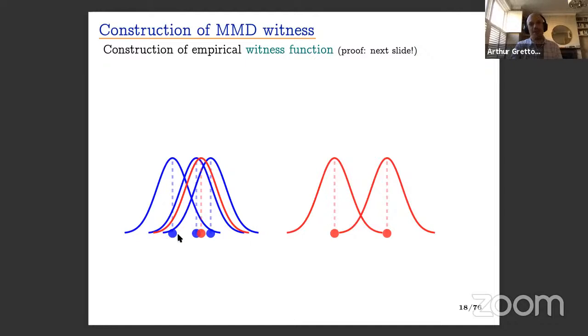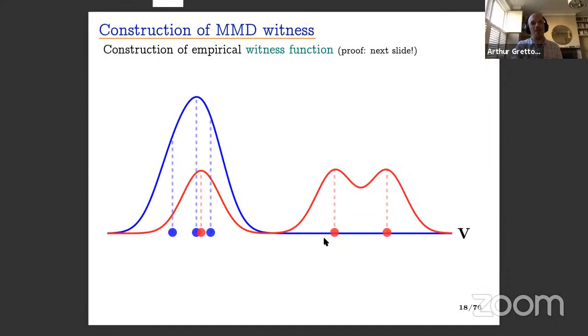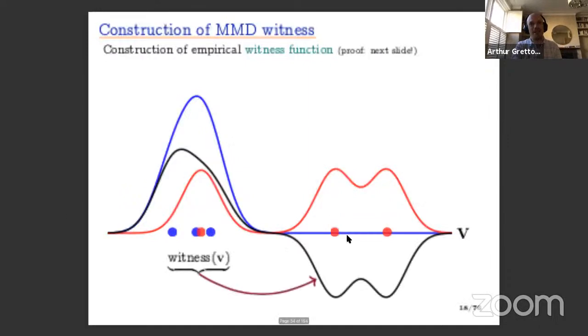I take my kernel, in this case an exponentiated quadratic kernel, and I put a kernel on each of my blue points and on each of my red points. So blue bumps on blue points, red bumps on red points. I add all the blue bumps together to get a blue function. I add all the red bumps together to get a red function. I subtract red from blue. That's my witness, up to some constant of proportionality.